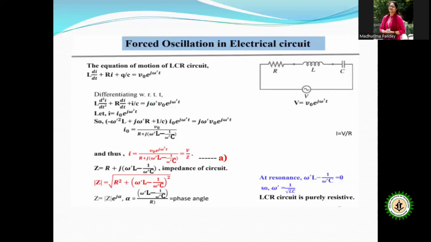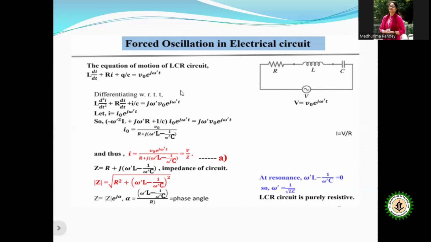Now we make some analogy. What is analogy? Till now we know how the mechanical oscillator, that is the simple pendulum, gives forced oscillation, which we have discussed. Now the question is, can we make an electrical circuit which can behave like a forced oscillation? For that, you can see we have taken an LCR circuit. There is resistance, inductance, capacitance, and it is attached to an alternating voltage, and the value of the voltage is given here.